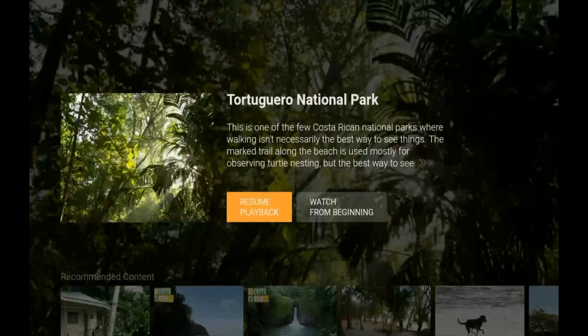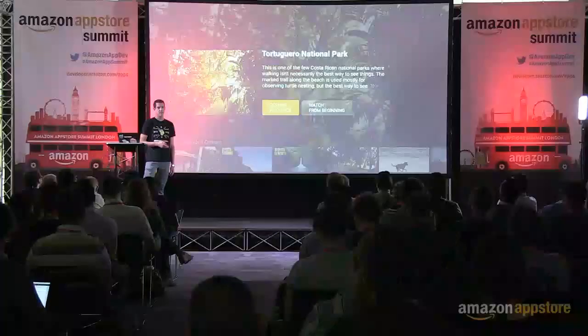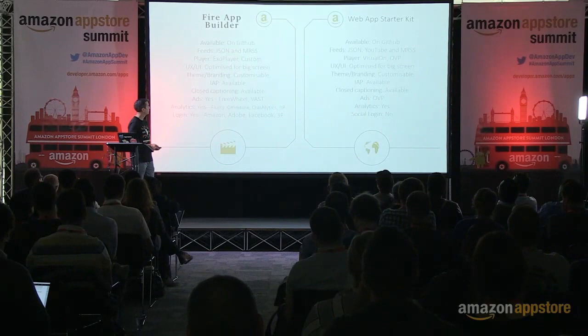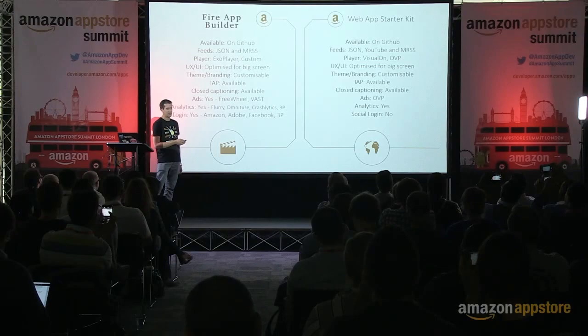Okay. So this is based on Leanback, as Mario talked about before. A lot of the other technology that we built behind the scenes is the feed parsing and data loading and our own media player. So Amazon has another toolkit that's been around for a while that you've probably heard of. It's called the Web App Starter Kit. That fits in well with the Fire App Builder.